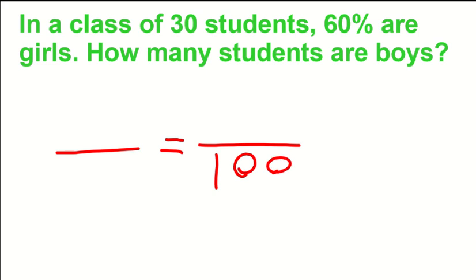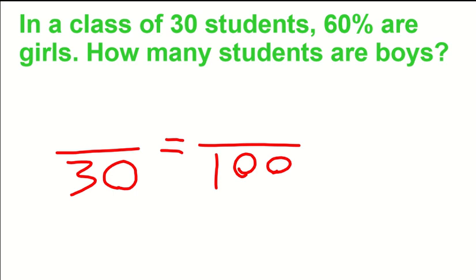Sydney? 18 is incorrect. Try? 12's correct. So, we got to pay attention to what it gives us, what it's asking us. There's a class of 30 students. That's everybody. That's a total. That's the whole. So the total or the whole, that goes on the bottom.